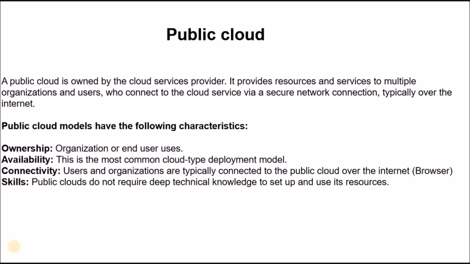Whoever wants to connect to the cloud service provider can connect via a secure network connection, typically over the internet. Like how you connect to the AWS console or the Azure console. In AWS, you use console.aws.amazon.com, and in Azure, you use console.azure.com. So this is how you connect to your cloud service provider, get a resource from them, and utilize it. That's what the public cloud means.